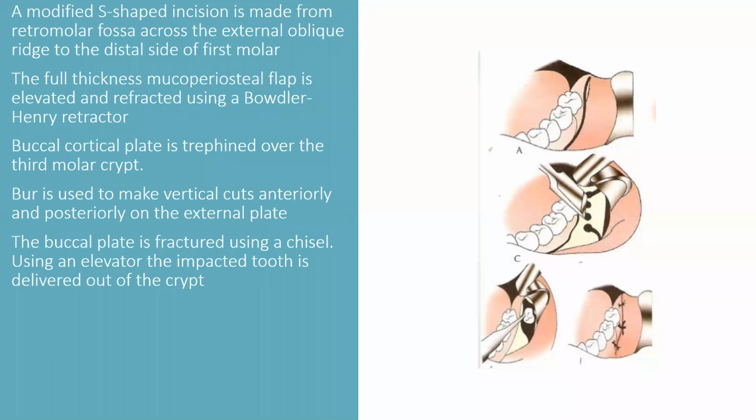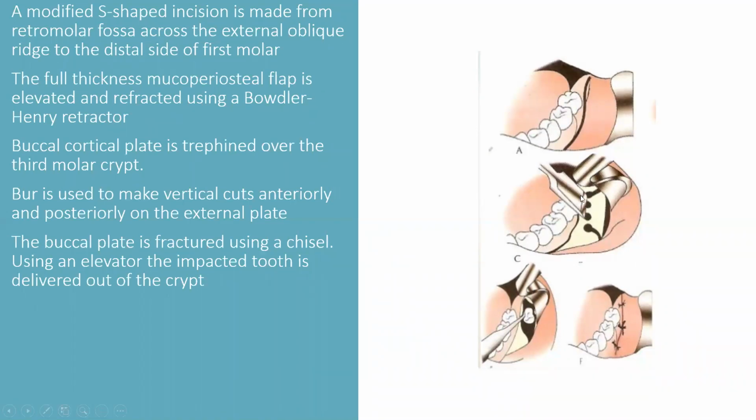Buccal cortical plate is trephined over the third molar crypt. This means that perforations or holes are made on the buccal cortical plate. Burr is used to make vertical cuts anteriorly and posteriorly on the external plate. As you can see here, anterior and posterior cuts are made. The buccal plate is fractured using a chisel.